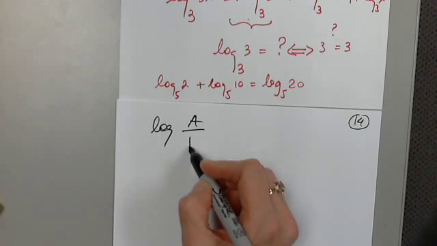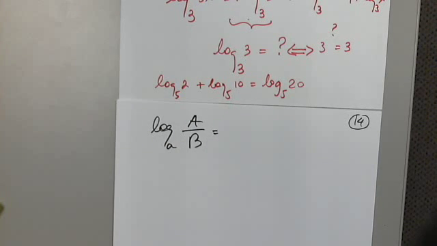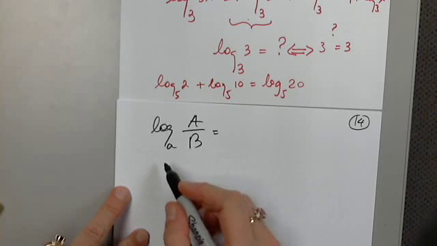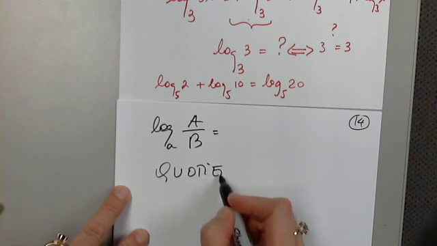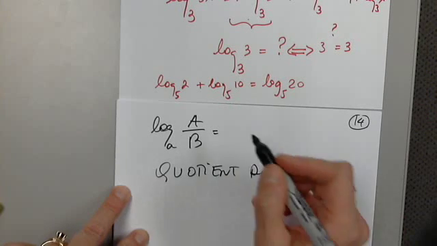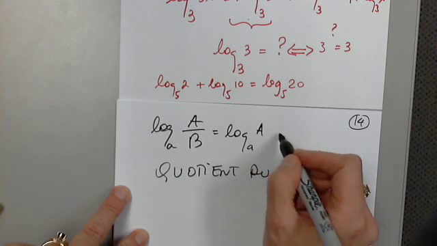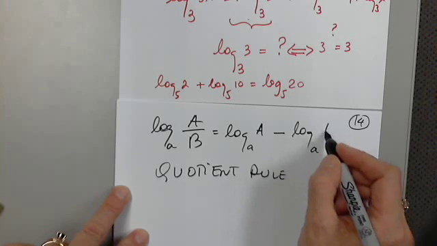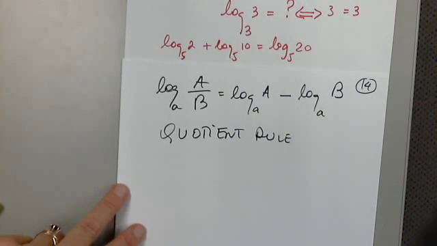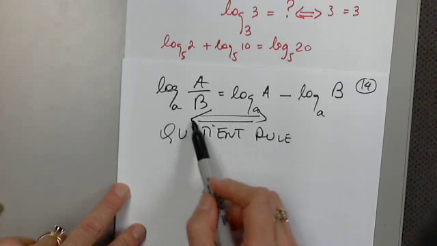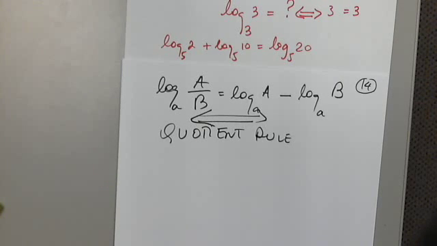Log of A divided by B in any base. What do you think? Just a wild guess. What do you think this would be? The difference. Exactly. So this is the quotient rule. And this will be log base A of A minus log base A of B. Of course, it goes back and forth from left to right and from right to left.